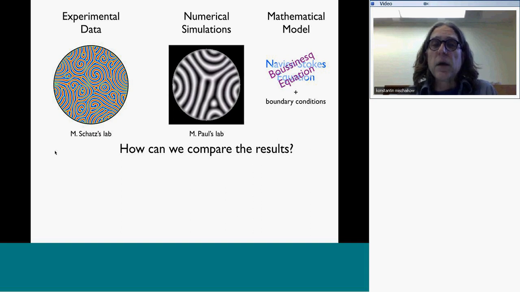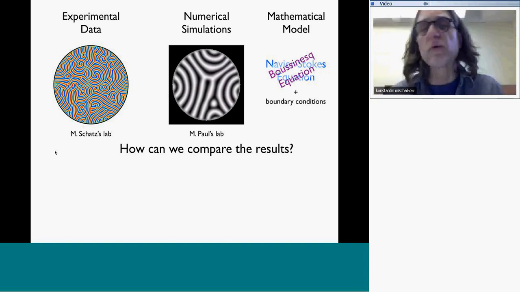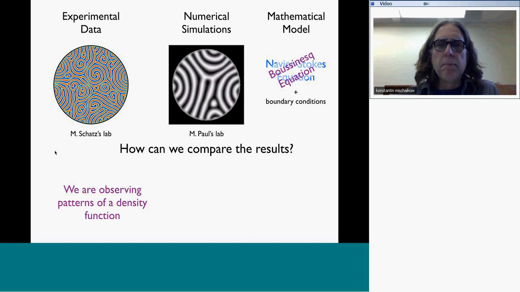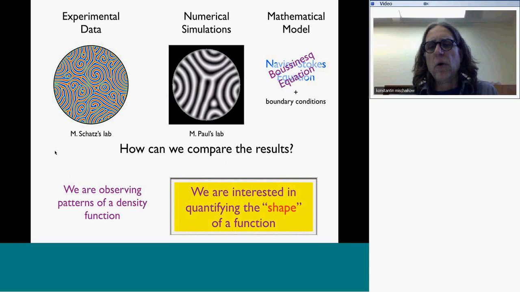So how do we determine whether or not the experimental data and the numerical simulations should match? Obviously, it becomes somewhat of a statistics question, but still we need to be able to go from pictures to statistics. Topology will come into play. Okay. The way I did it is that we're observing patterns of a density function or a temperature function, and so what we're interested in is quantifying the shape of the function.